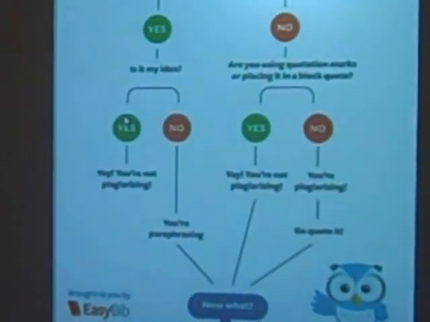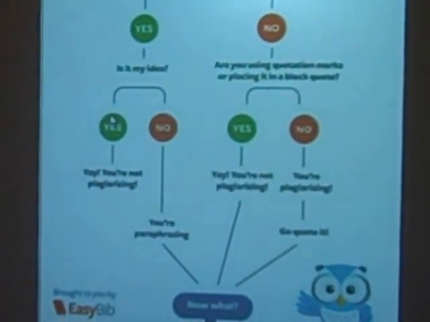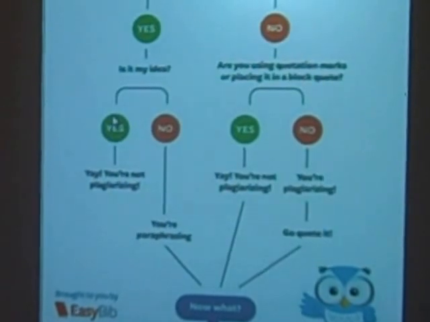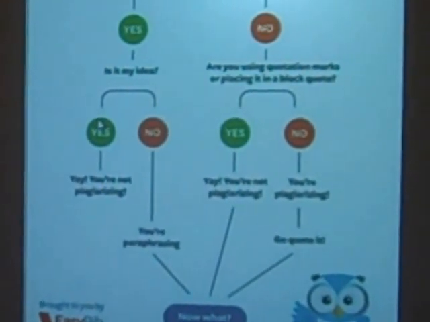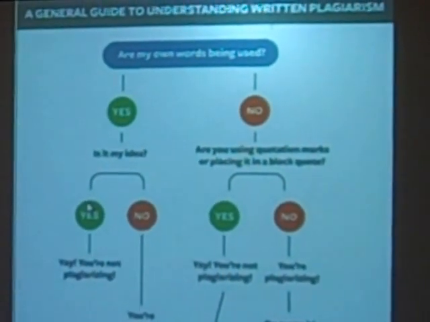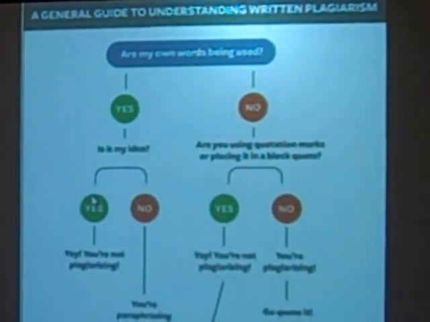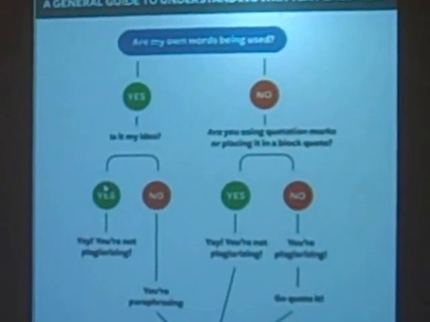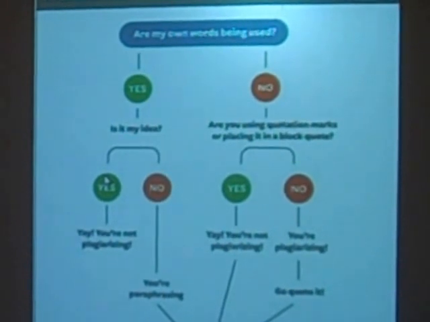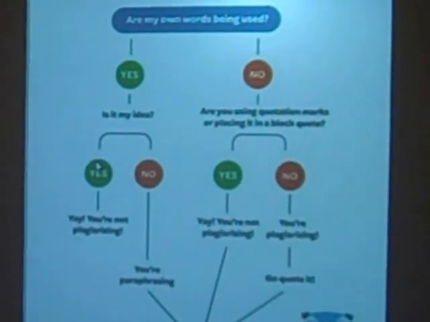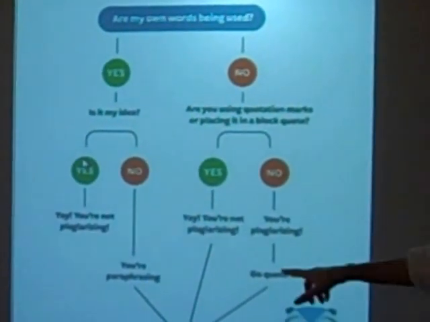There's a couple of really good images here I've come across lately, and actually they're all from Easybib. One of the ways to always remember whether you're going to cite something is if it's your idea or somebody else's, right? The first one says, are my own words being used? Yes, it's my idea. Yay, you're not plagiarizing. Totally your idea. You came up with it. If it's no, but you want to talk about what somebody else said about that idea, then you're going to paraphrase.